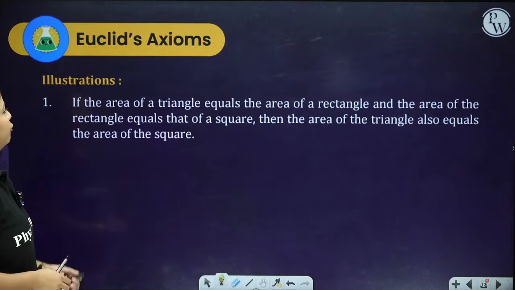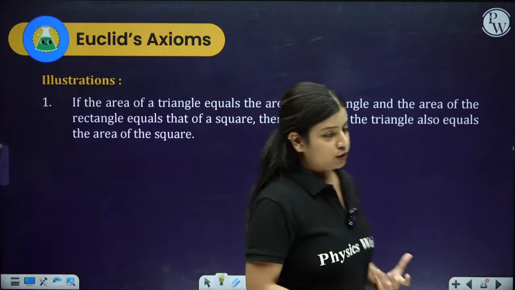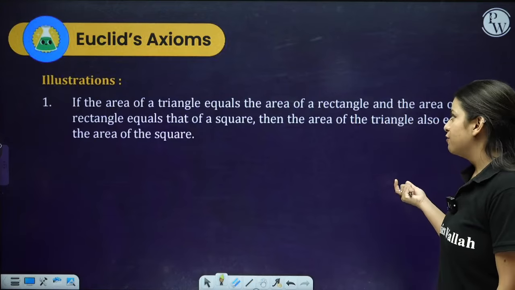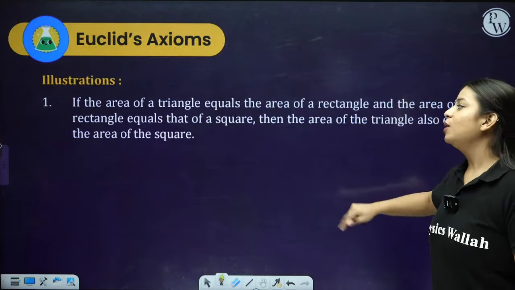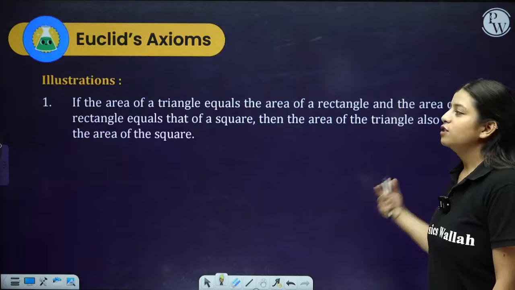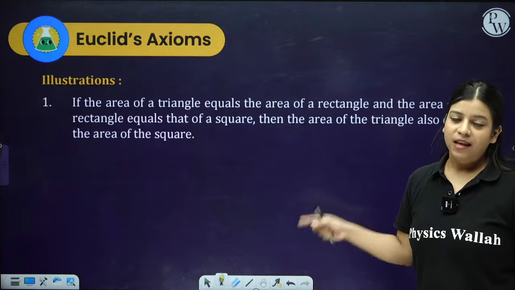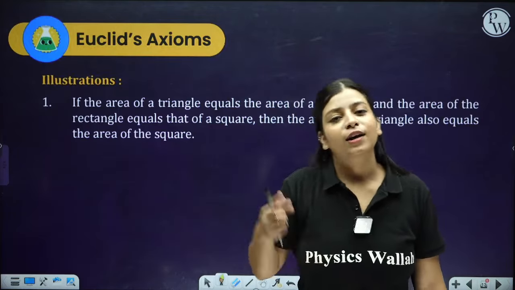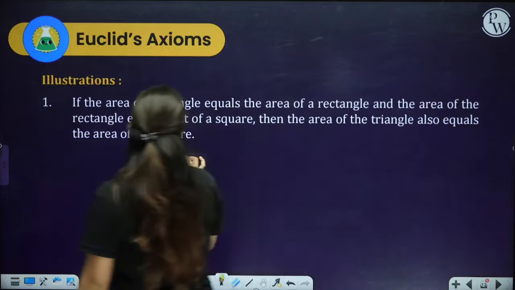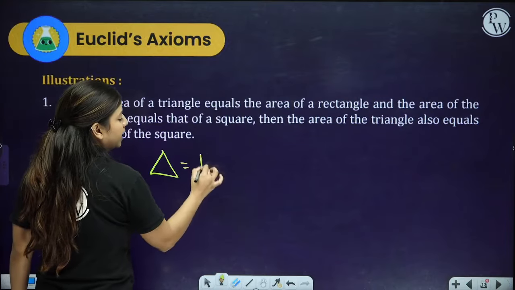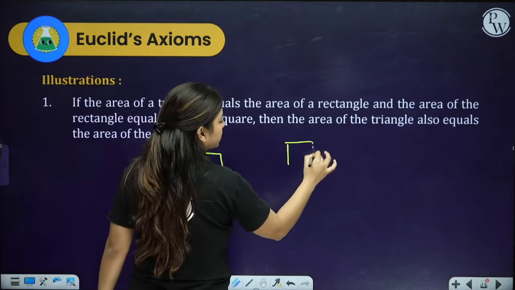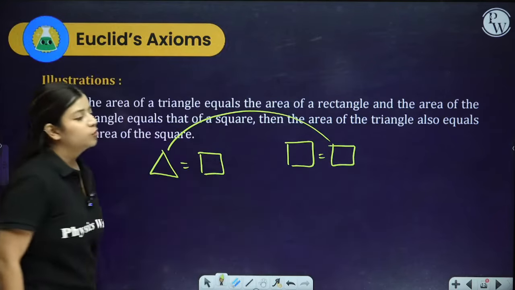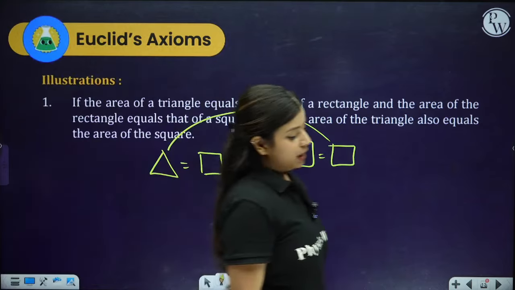Now let's move forward. Now let's read some illustrations. Now what is the first illustration? If the area of a triangle equals the area of a rectangle and the area of a rectangle equals the area of a square, then the area of the triangle also equals the area of the square. First axiom: things which are equal to the same thing are equal to one another. So if the area of the triangle is equal to the area of the rectangle and the area of the rectangle is equivalent to the area of the square, so the area of the triangle will also be equivalent to the area of the square.